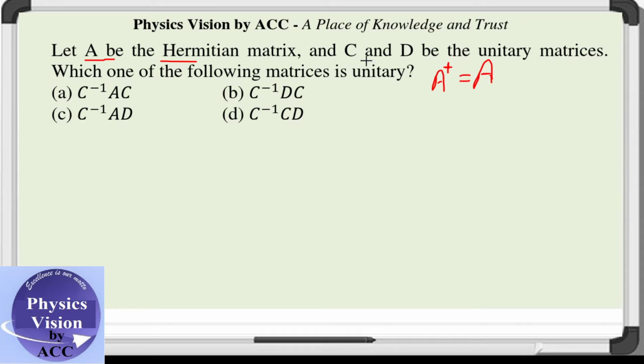Okay, and C and D be the unitary matrices. Unitary matrices means if we take its dagger and multiply by itself, C dagger C, this is equal to identity, or in other words you can say C dagger is equal to C inverse, and similarly we have D dagger D is equal to identity. Okay, so these three properties are given, these three matrices of these kinds are given.